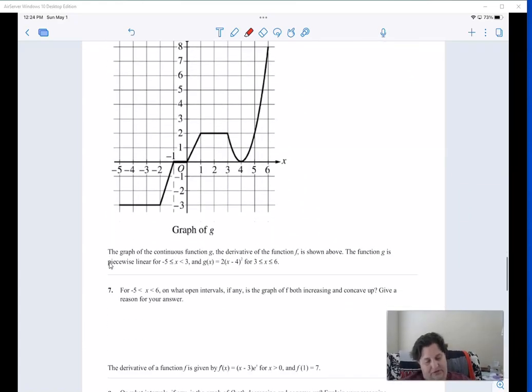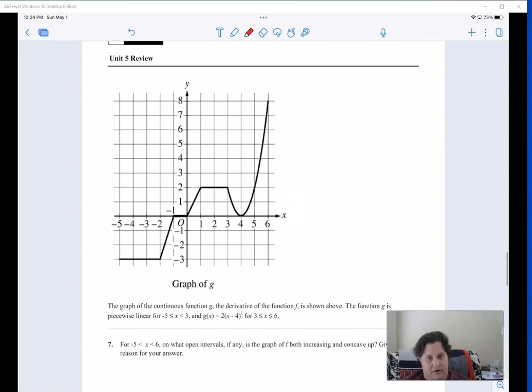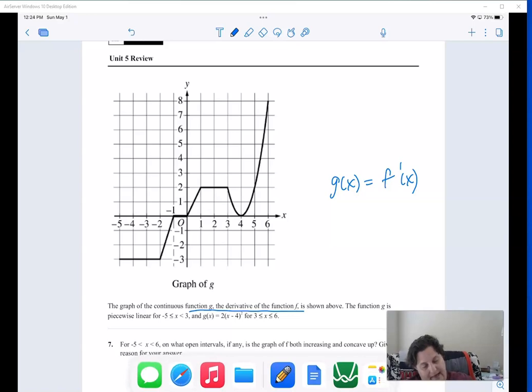Ooh, this looks fun. Okay, so now we're going to be on our free response questions. All right. The graph of a continuous function g, the derivative of f. Okay, so hold on a second. I need to know that g is the derivative of f. The function g is piecewise linear. That means those are all straight lines. And then it's that equation from 3 to 6. So basically, you guys, this part right here is a parabola that's 2x minus 4 squared. And then the rest are just lines, okay?